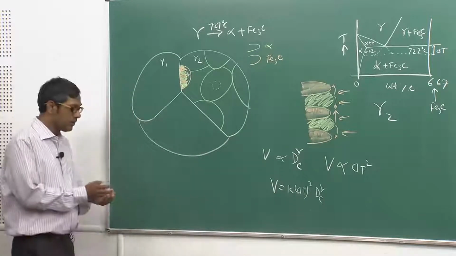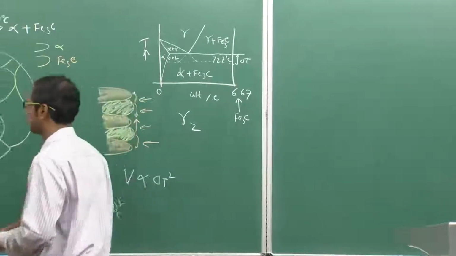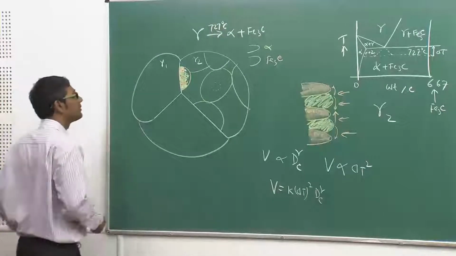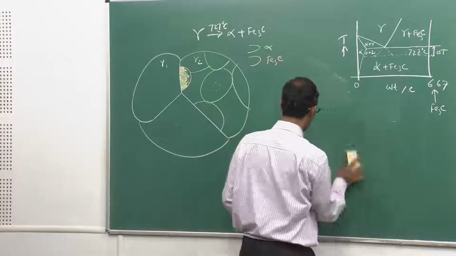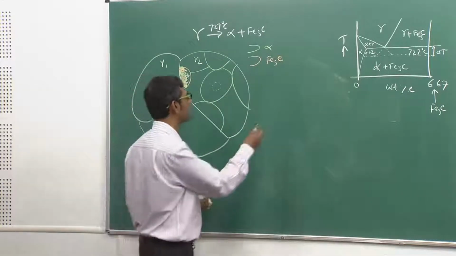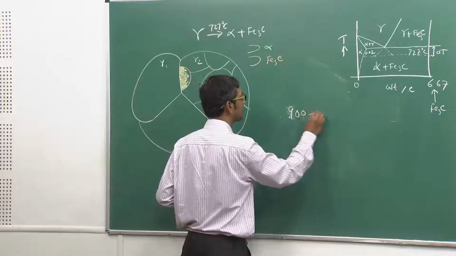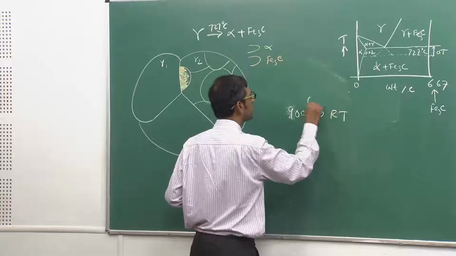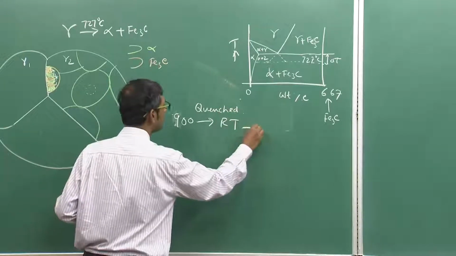Okay, so the first thing which will be bifurcating from these transformations is martensite. I told you, martensite is the first thing which we can see happen if I quench a steel from 900 degrees Celsius to room temperature. Simply you quench the steel, it will lead to formation of martensite.